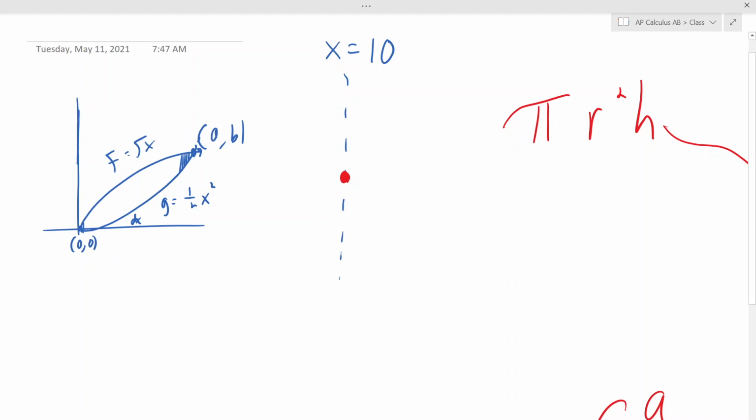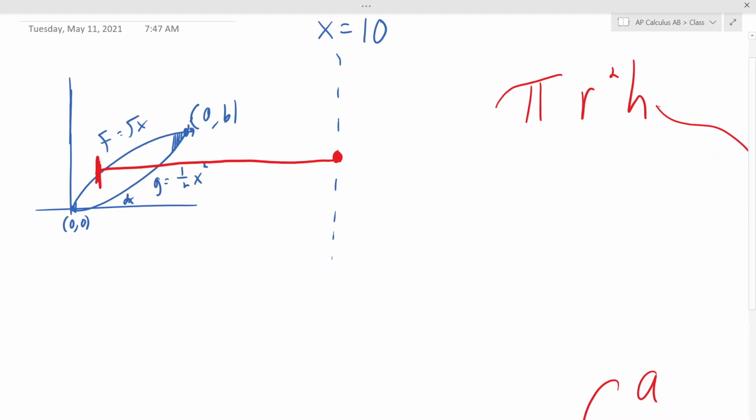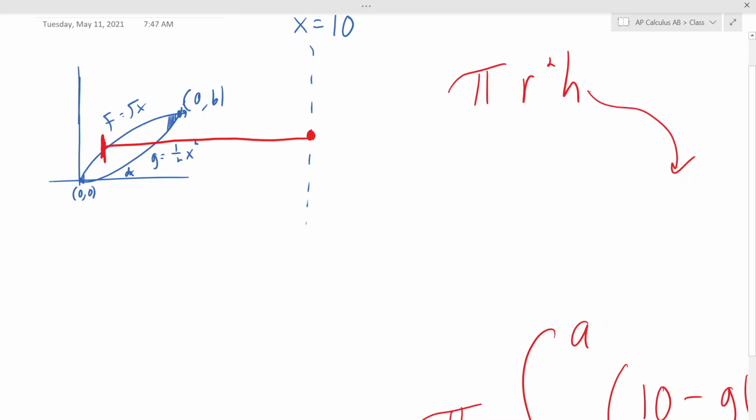Draw perpendicular to that, to the outside of the shape. That is big R. Okay? A rotation will always be pi r squared h, because it always creates a cylinder. The other shapes, like the other kinds of volumes that we talk about, could have any kind of crazy shape. But a rotation always makes a circle. Okay? So it's always pi r squared h.